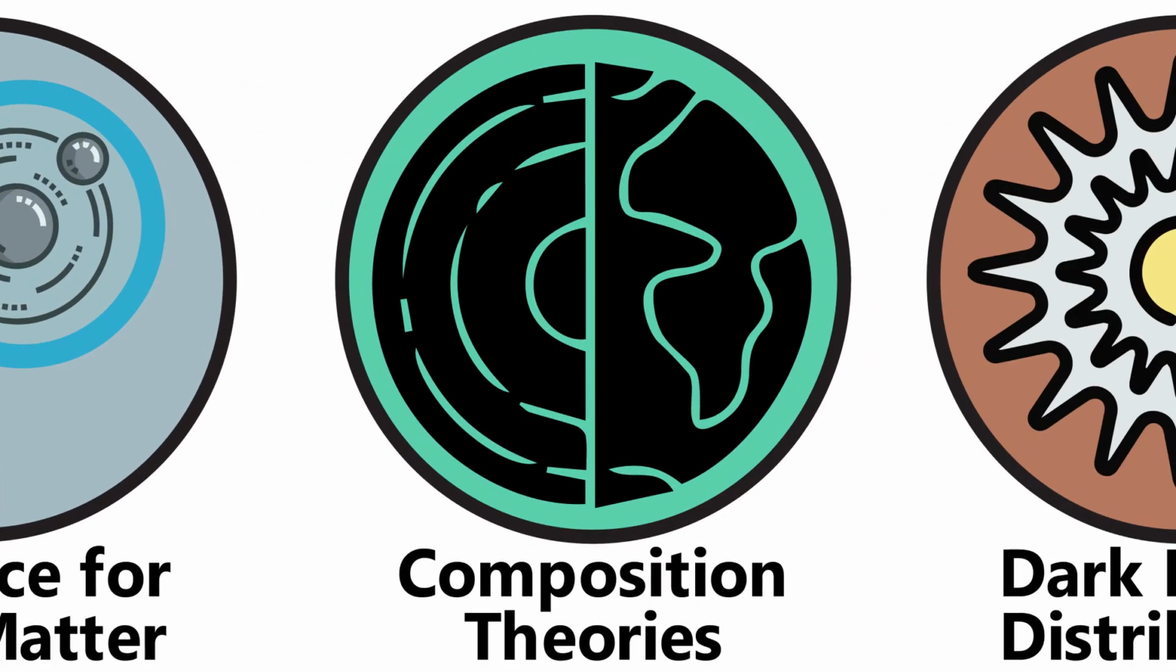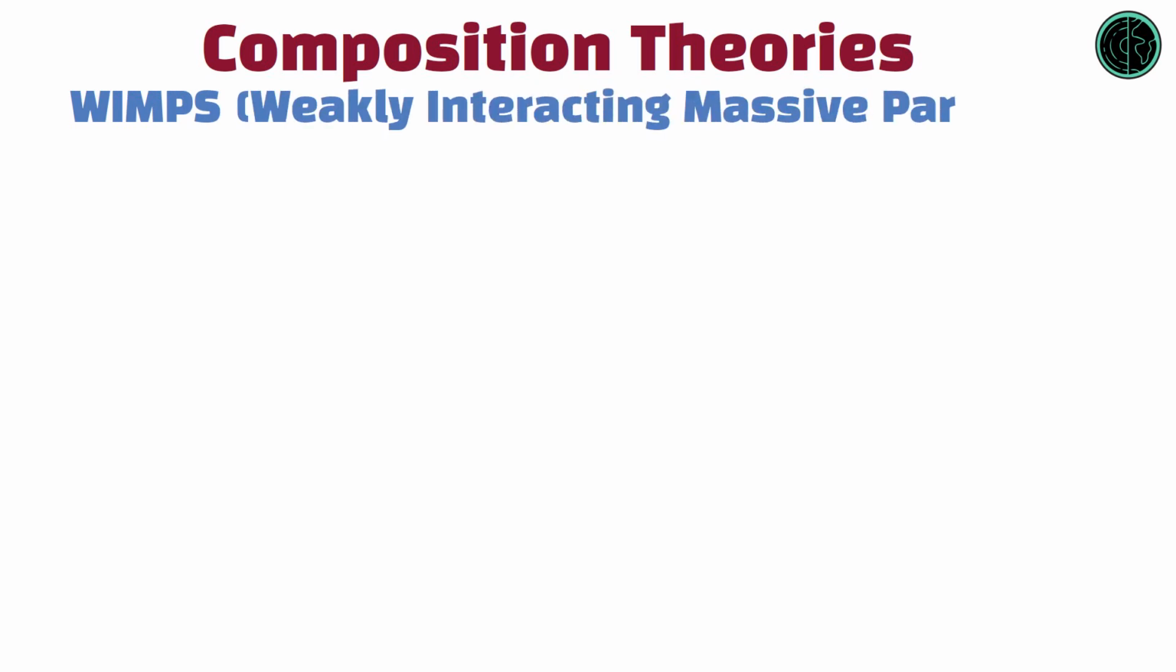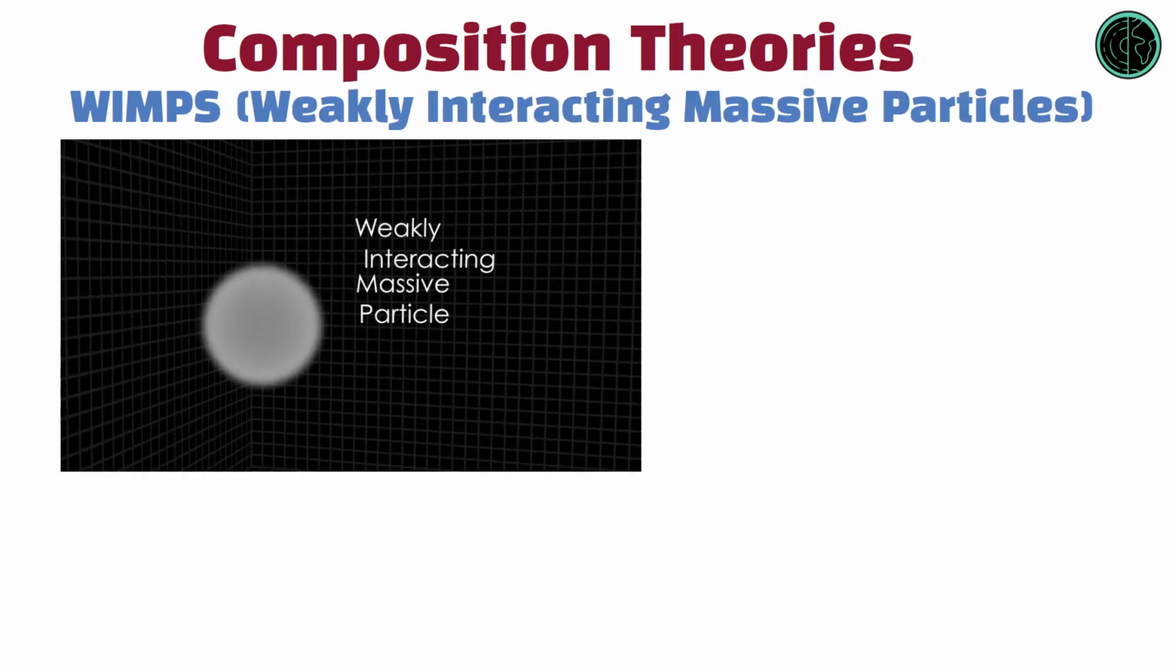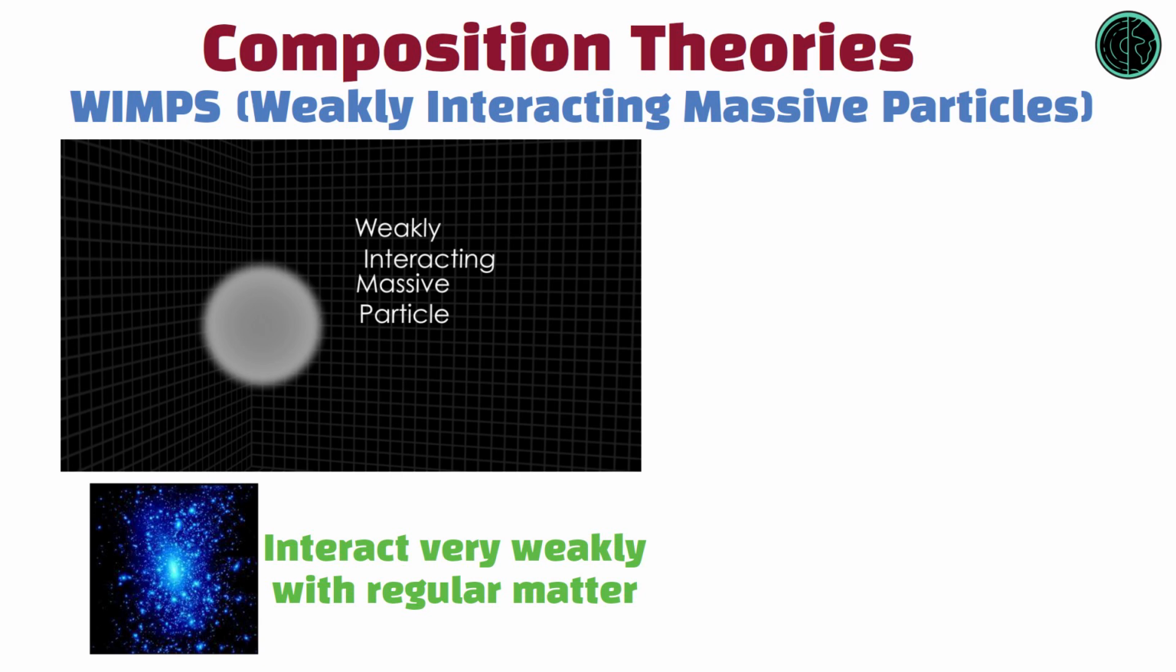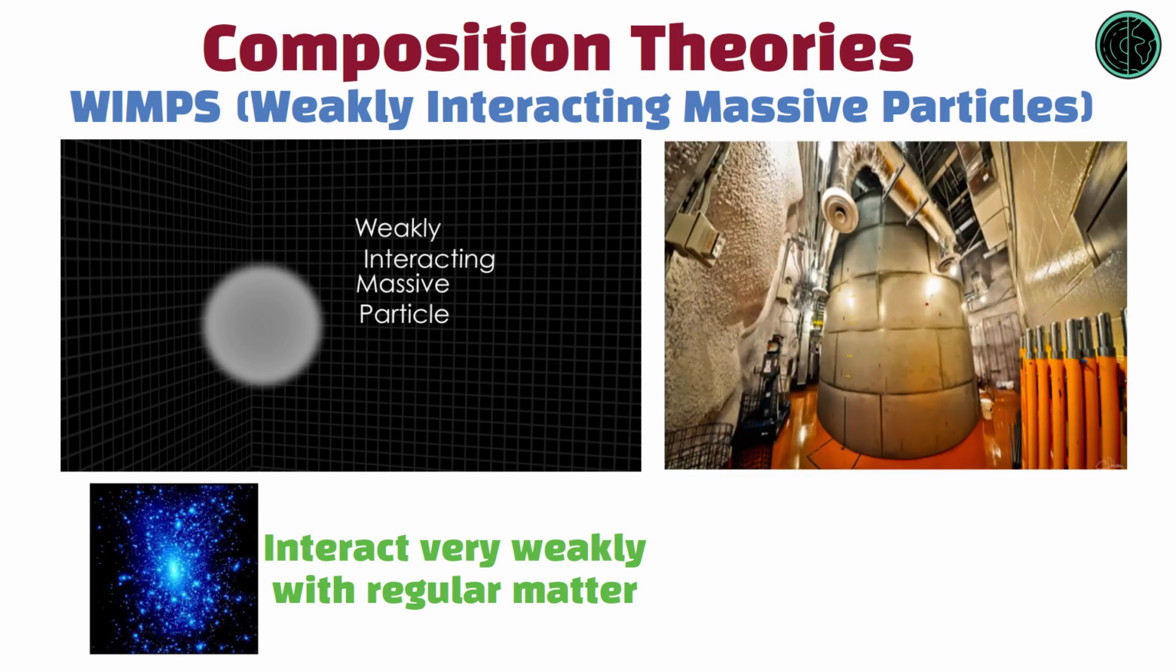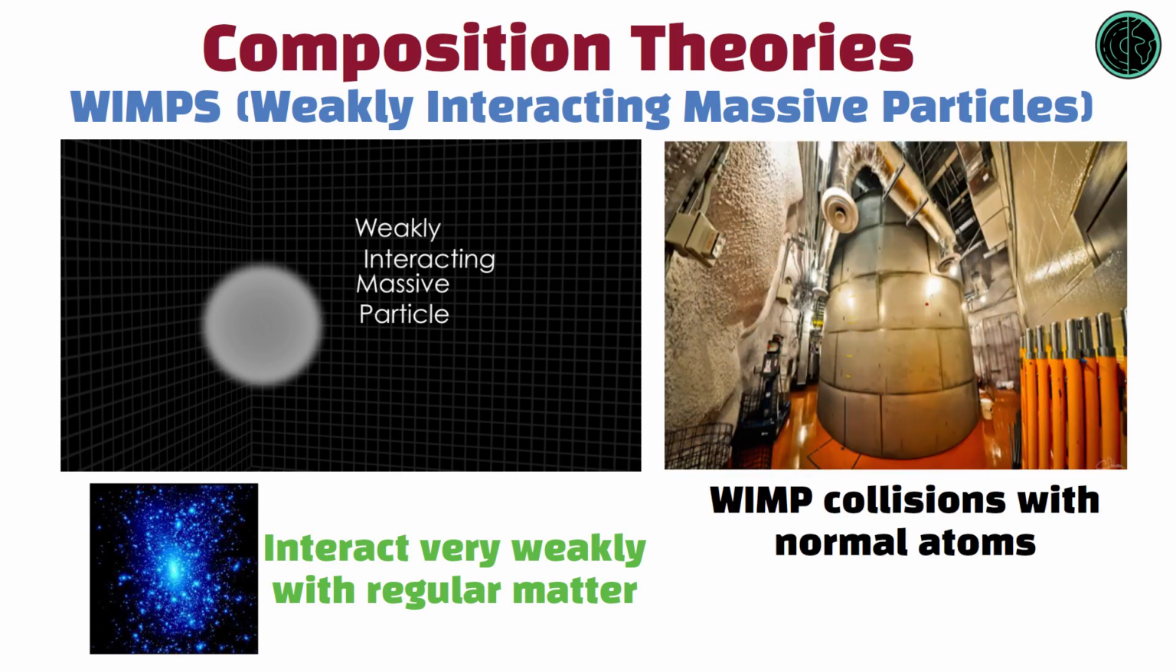Composition theories. WIMPs. Weakly interacting massive particles are leading candidates for dark matter particles. These hypothetical particles would have mass, but interact very weakly with regular matter. Large underground detectors are searching for rare WIMP collisions with normal atoms.